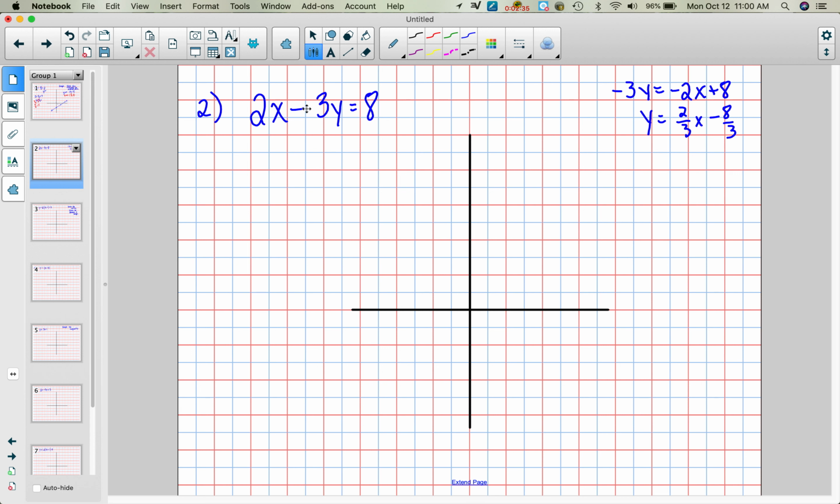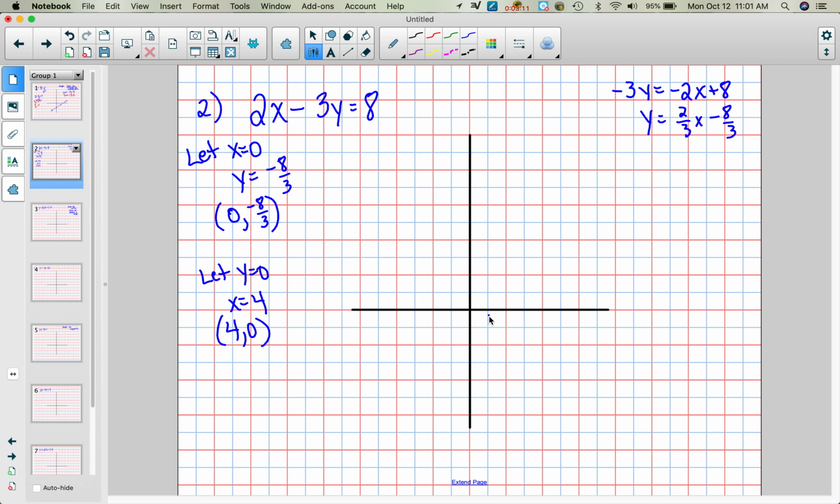What I do is I think, well, what if I let x equal 0? So then that part is gone. And then when you solve, you're going to get y equals -8/3. So then that means it's the point (0, -8/3). And then let y equal 0, and when you do that, you get x equals 4. So then that's the point (4, 0).